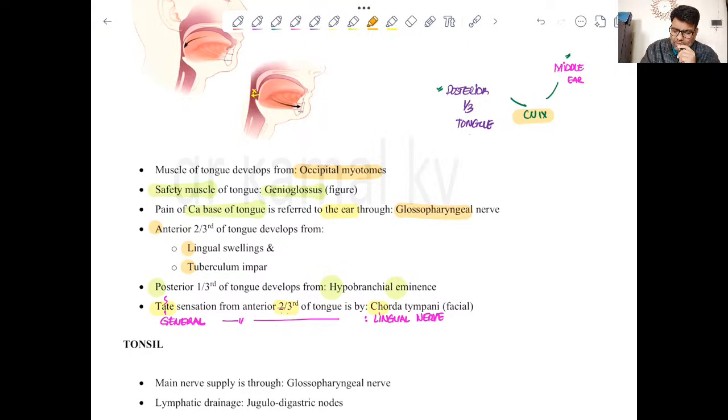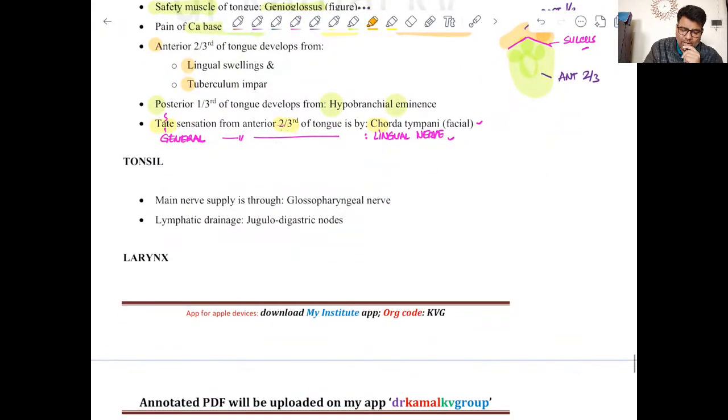So if we draw like this, say this is the anterior two-third of tongue, this is the posterior one-third of tongue, and the landmark is sulcus terminalis, right? So this is one sulcus which differentiates. So anterior two-third different nerves, posterior one-third just one nerve. Tonsil is supplied by ninth nerve, that is glossopharyngeal, and the lymphatic drainage goes to jugulo-digastric lymph node.